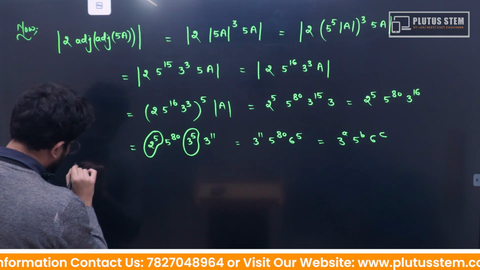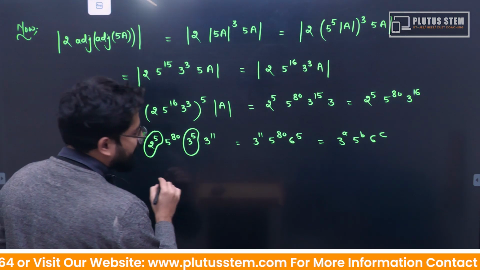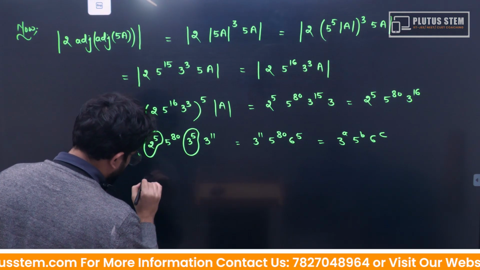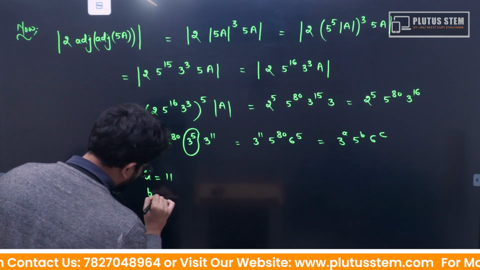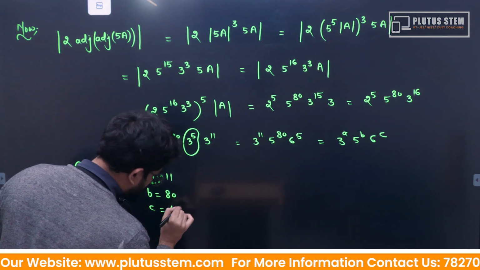So now compare this, and we'll get A is equal to 11, B is equal to 80, and C is equal to 5.